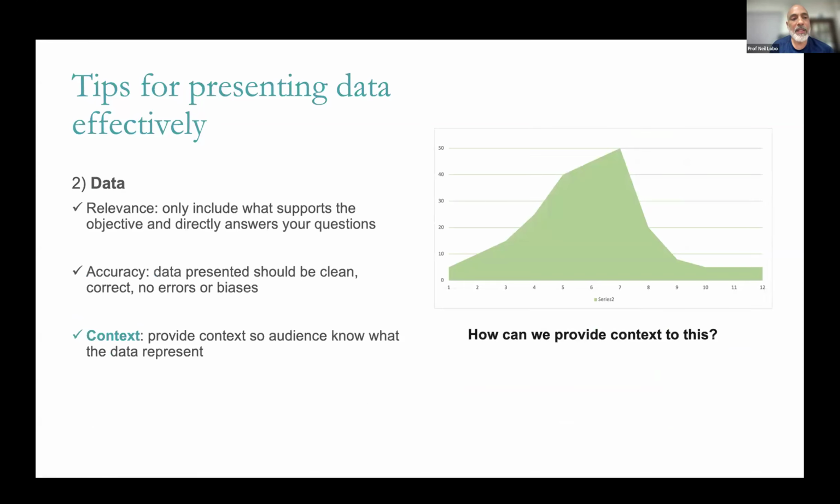And the third step is context, right? We want to present context so that the audience, the people who you are presenting the data to, know what it means. If I give you this figure and I just put it up on screen, you're going to look at it and be like, okay, what is 1 to 12? What is 0, 10, 20, and 30? I have no idea what it is. What does series two mean, right?